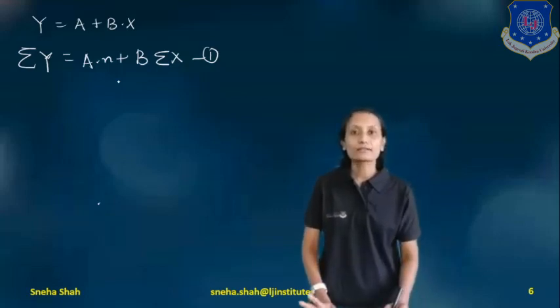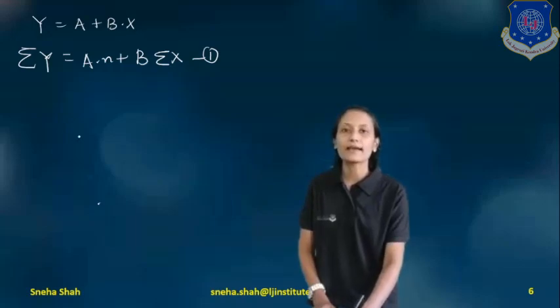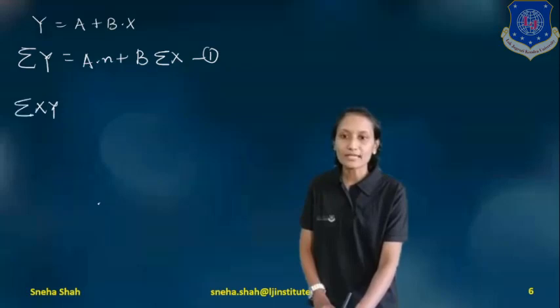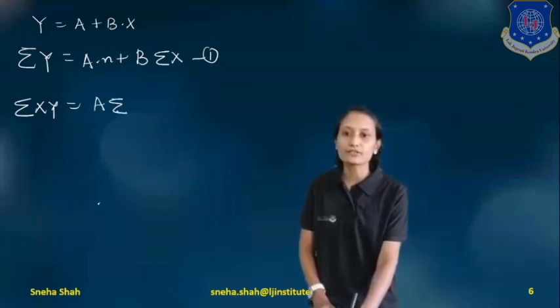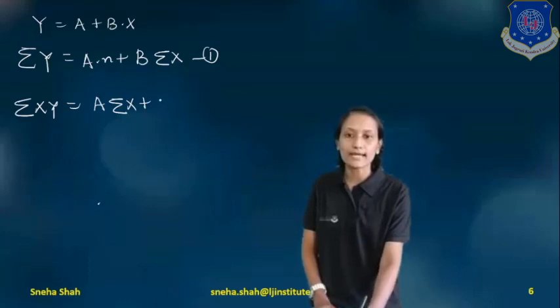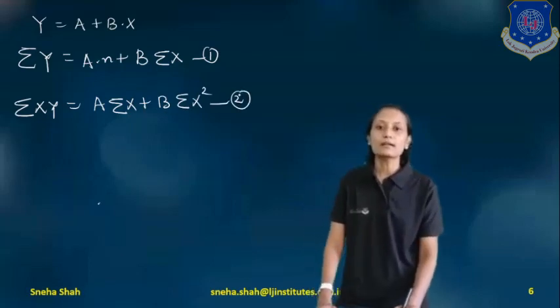Now if you want to find out the second normal equation, for that we have to multiply this equation with x. So the term will be x into y, and if I am taking summation, the term will become summation xy. Now this equals a into summation x, plus b into x square, and taking the summation, the term will be b into summation x square. So this one is equation number 2.